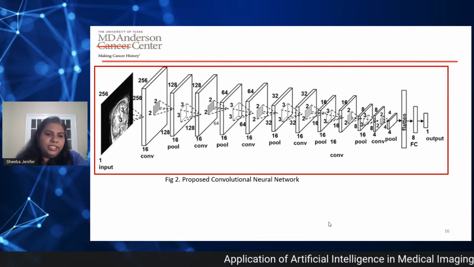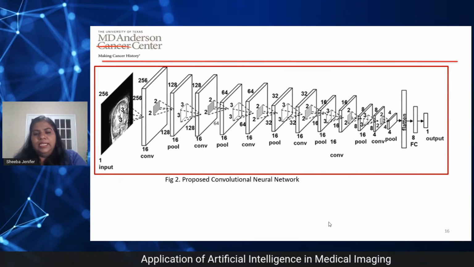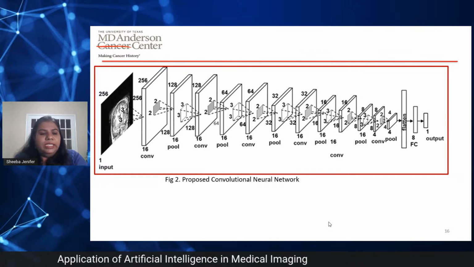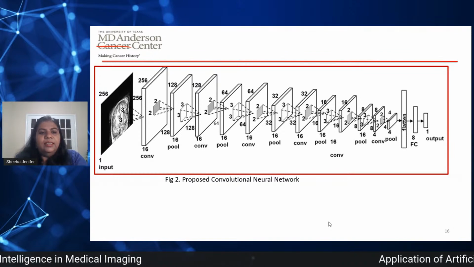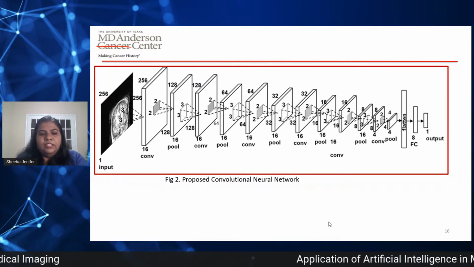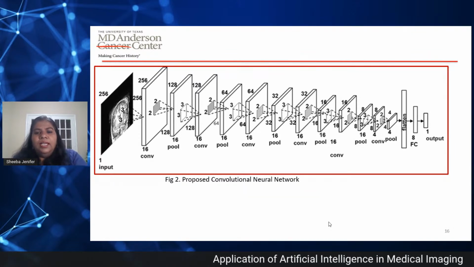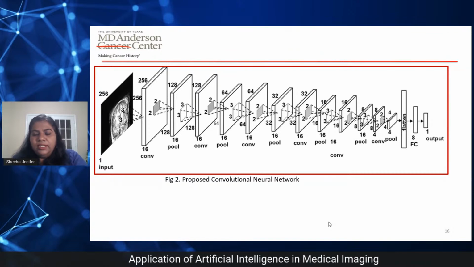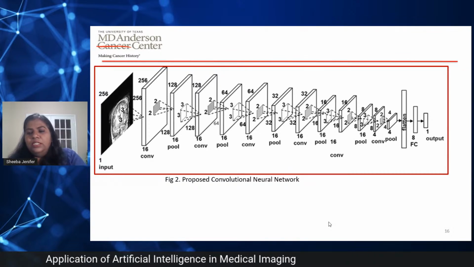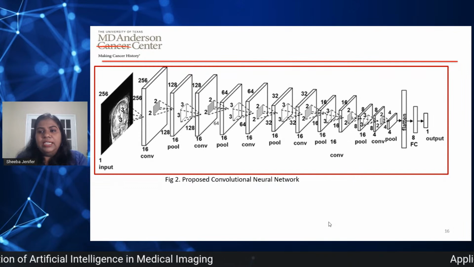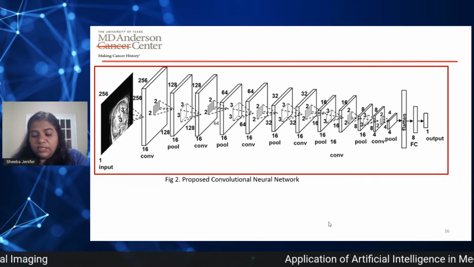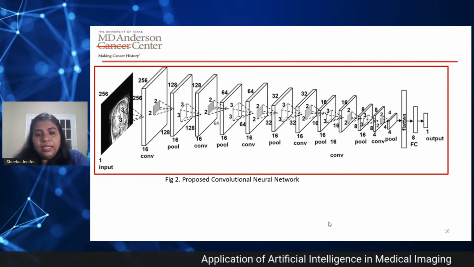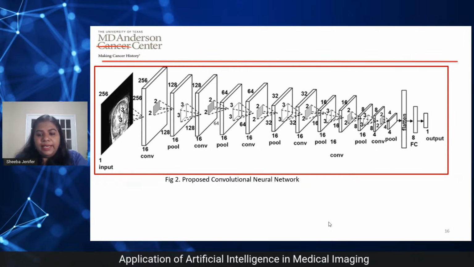This is a screenshot of the proposed CNN we used. As you can see, the data is read in 2D, and then it goes through layers of convolution and pooling, and then a final fully connected layer. The output is the image quality, whether the image has noise or not, or in other words, whether the image is good or bad.